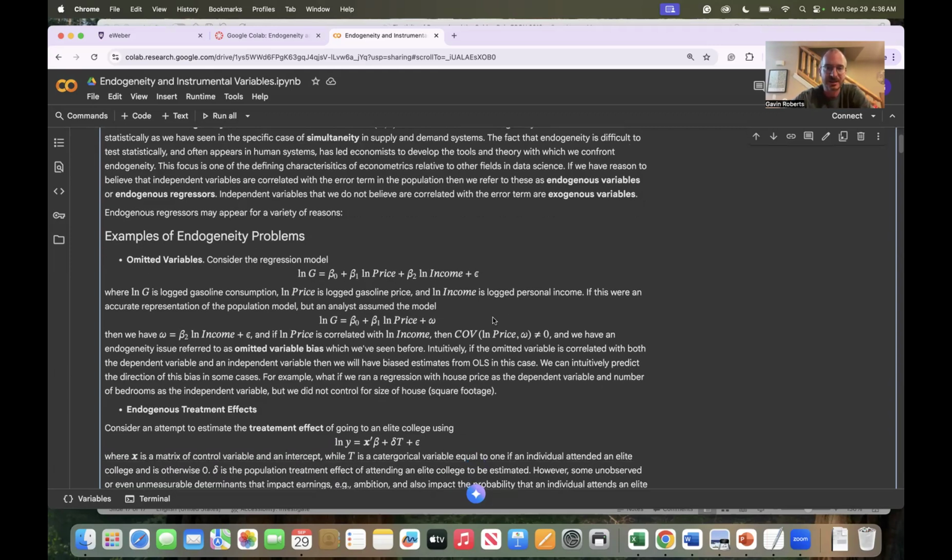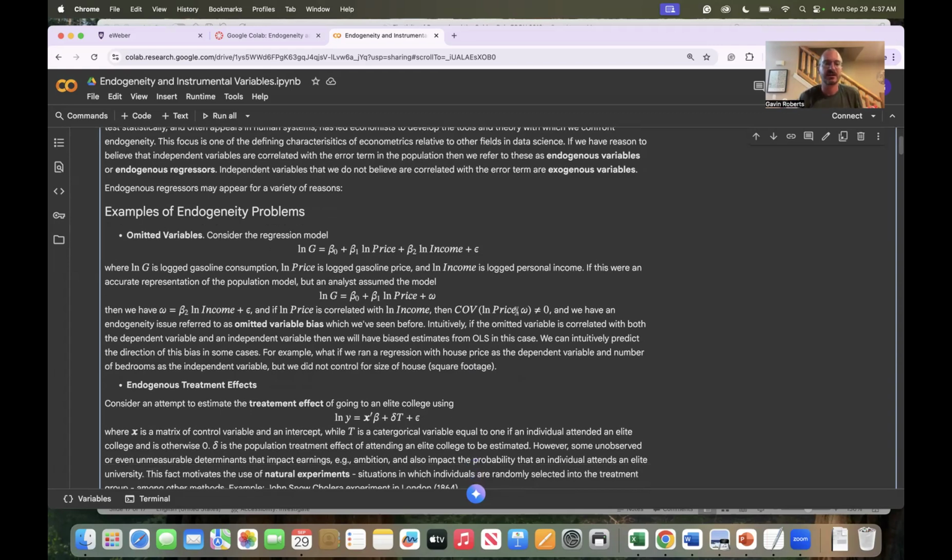The fact that endogeneity is difficult to test statistically and often appears in human systems has led economists, because of course economics is a lot about human systems, and we can come up with a lot of cases where we might expect this endogeneity issue to show up in those systems. So that's led economists to develop the tools and the theory with which we confront endogeneity issues. This focus is one of the defining characteristics of econometrics relative to other fields of data science.